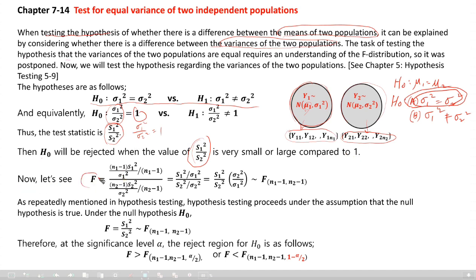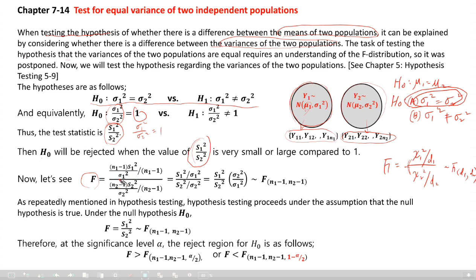Now, let's see the F distribution. What was the F distribution? It is a definition. A chi-square random variable divided by its degrees of freedom d1, and another chi-square random variable divided by its degrees of freedom d2. The ratio of these two follows an F distribution with two degrees of freedom, numerator and denominator. Of course, chi-square 1 and chi-square 2 are independent. These two are independent.